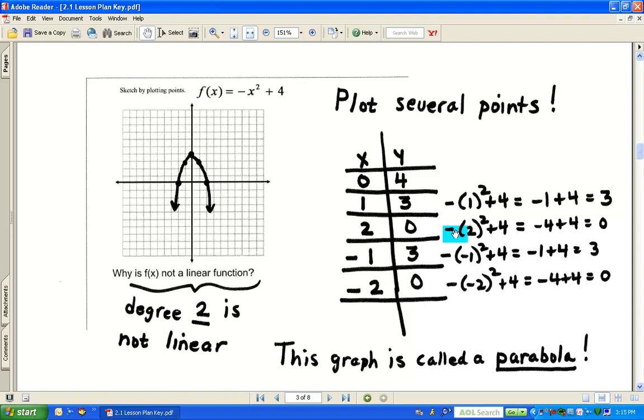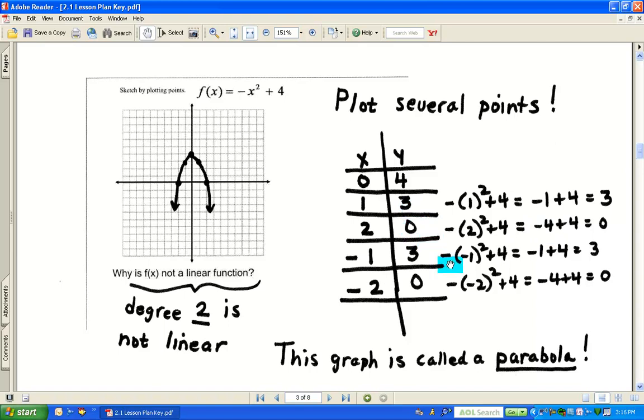I'm doing the same thing now for the number 2. Notice the 2 goes in parens and that's being squared, but the minus stays in front. Very important when you're plugging into a function that you put the x value in parens. Look what happens. 2 squared is 4. The opposite of 4 is -4. -4 plus 4 is 0.